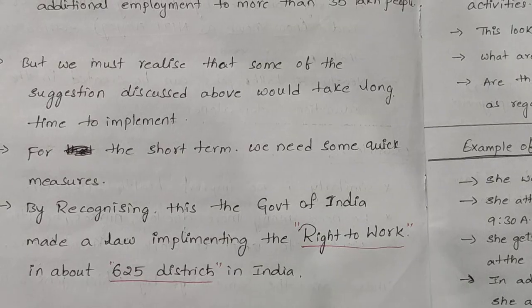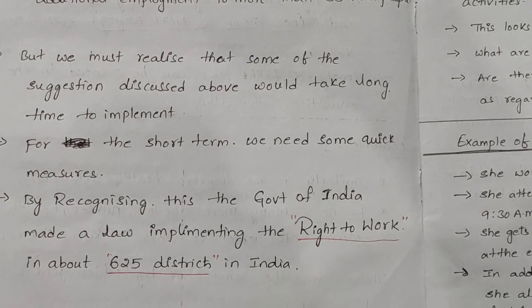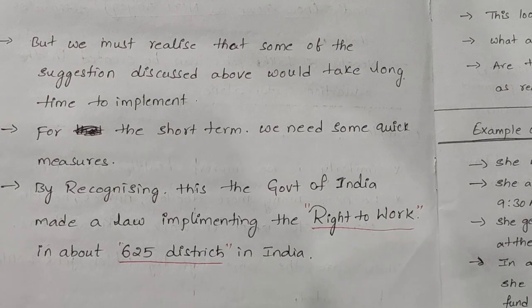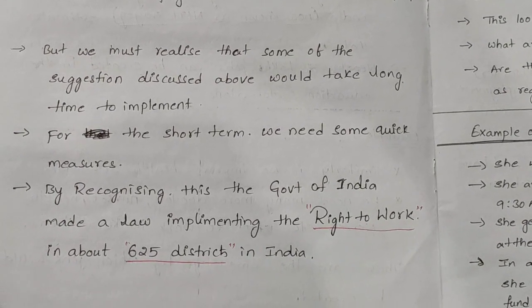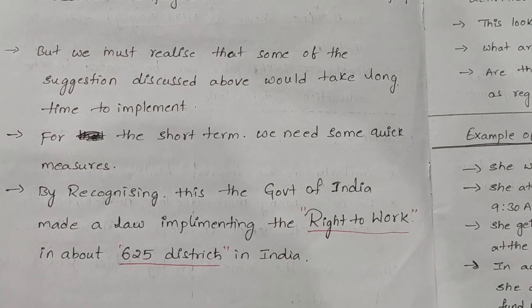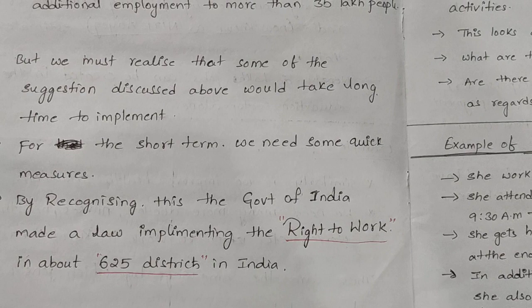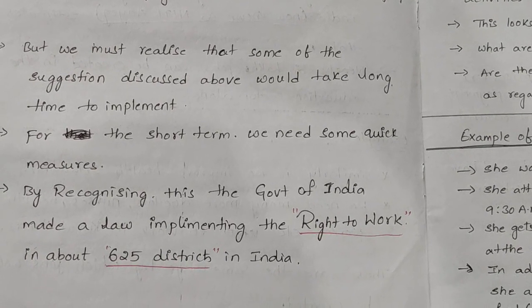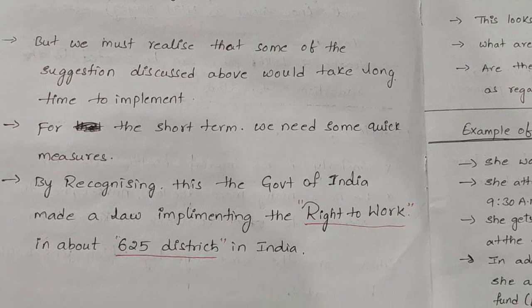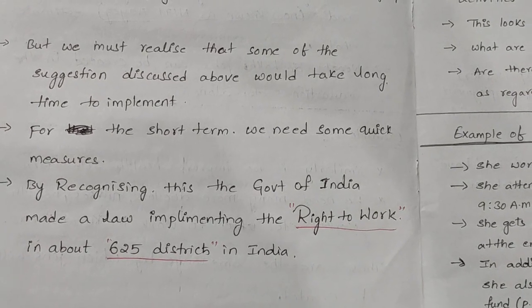But we must realize that some of the suggestions discussed above would take a long time to implement. Whatever the 7 examples we discussed, they will take a lot of time. For the short term, we need some quick measures. If we want more employment or income in the short term, we need quick measures. What is that?